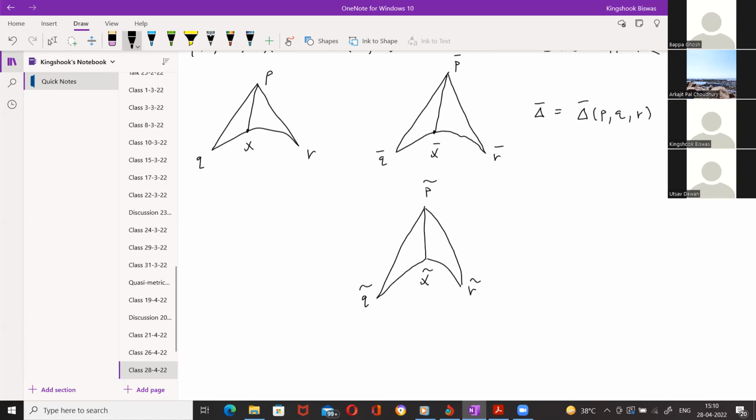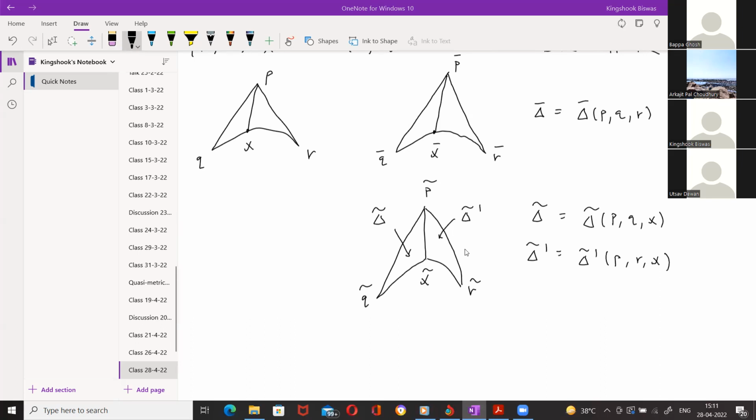And then this is, let's say, delta tilde, and this is delta tilde prime. And delta tilde is a comparison triangle for PQX, and delta tilde prime is a comparison triangle for PRX. Okay. Is it clear? I'm not writing more. Is it all right? Yes.